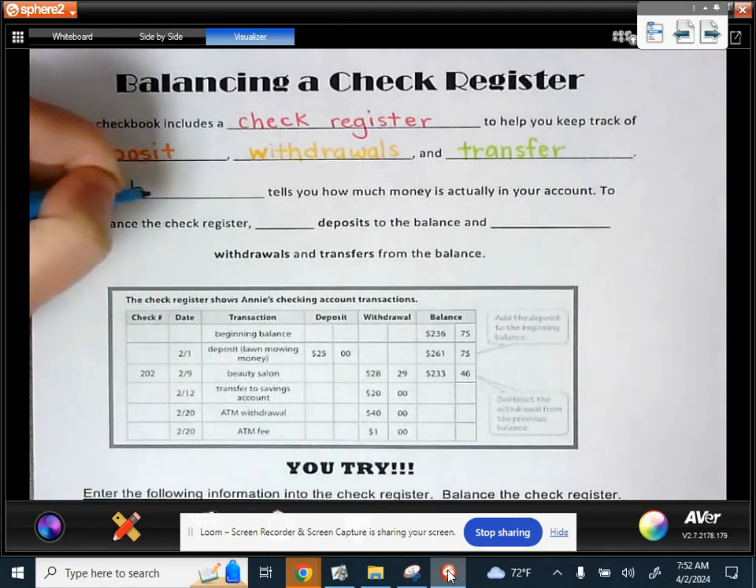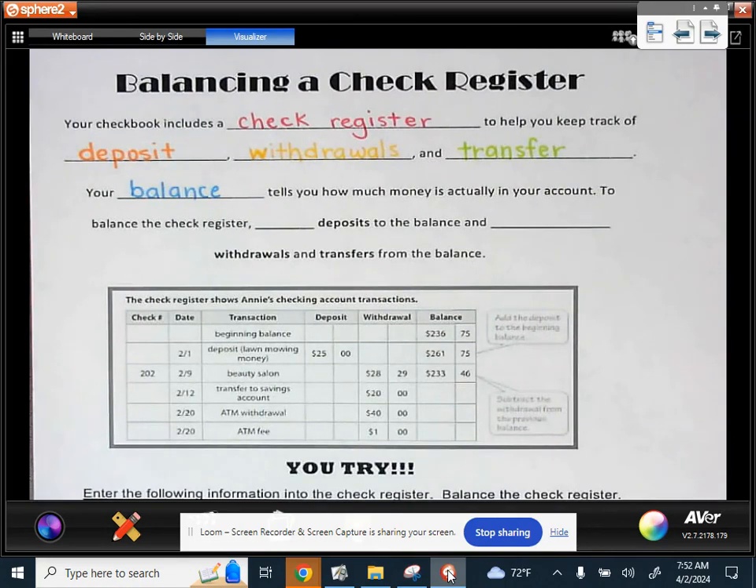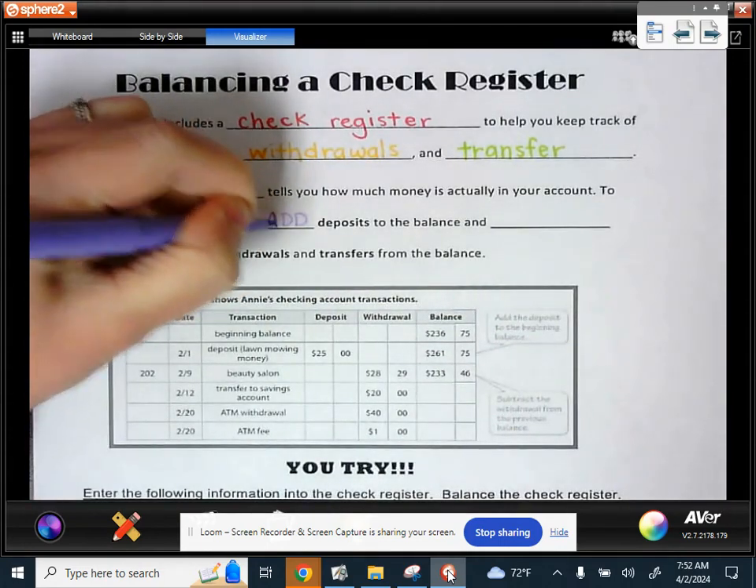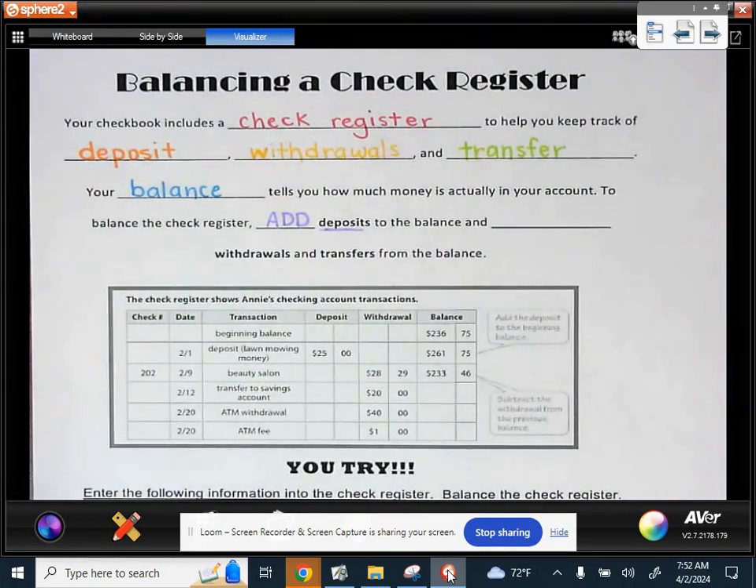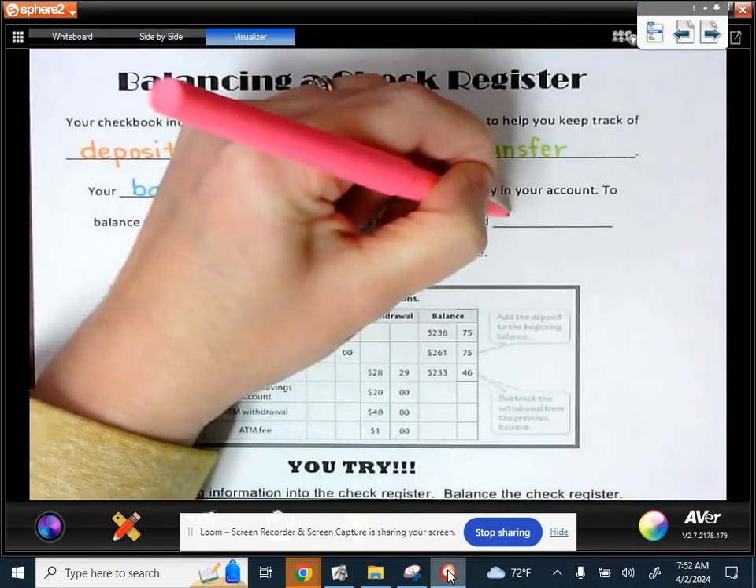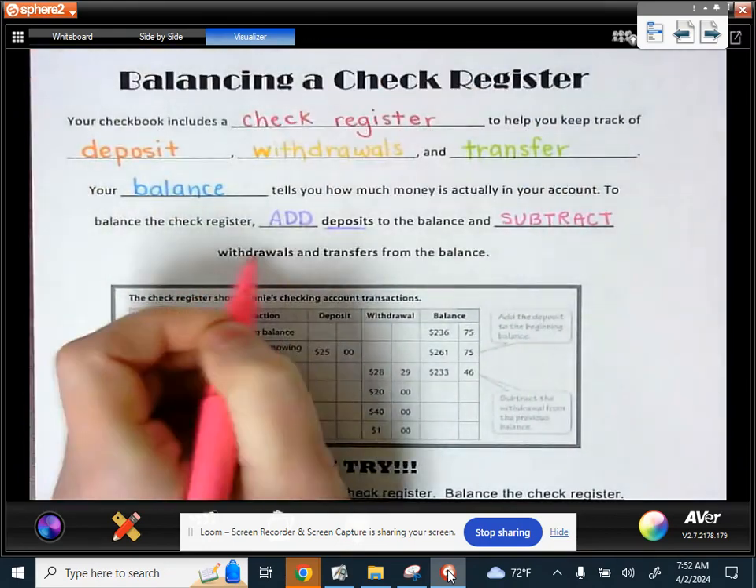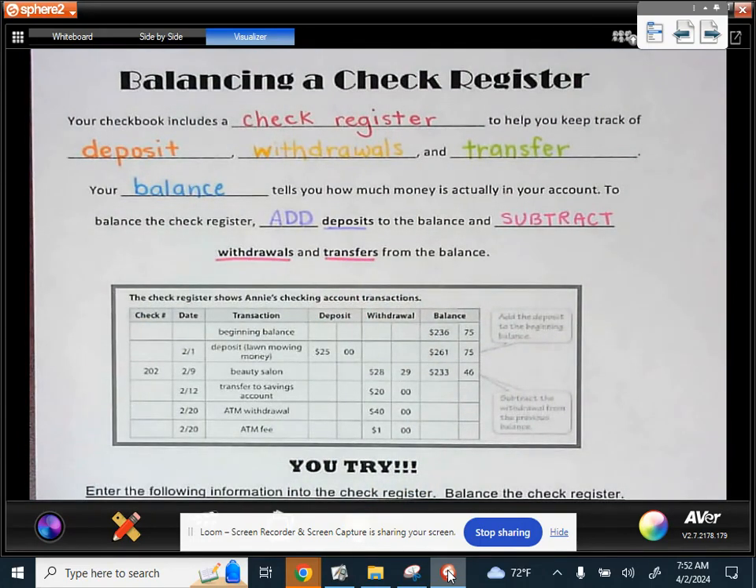And speaking of that word balance, the balance of your bank account tells you how much is actually in your account. To balance your check register, you add deposits. Since a deposit is putting money in your account, whatever you deposited, you add to the balance. Everything else besides a deposit gets subtracted. So you're going to subtract any withdrawals that you made and any transfers. That would include things that you buy. If you buy something, that gets withdrawn from your account.